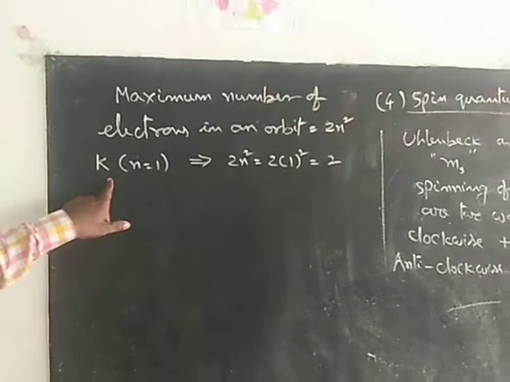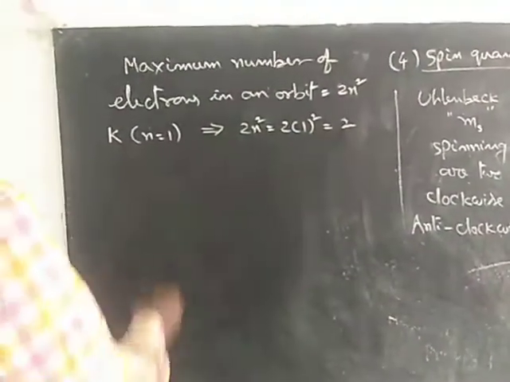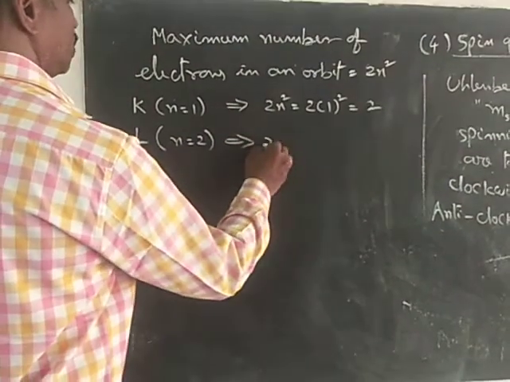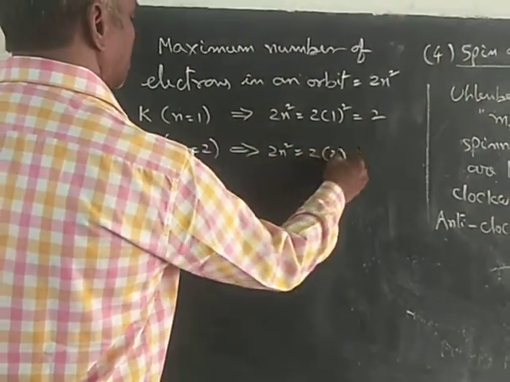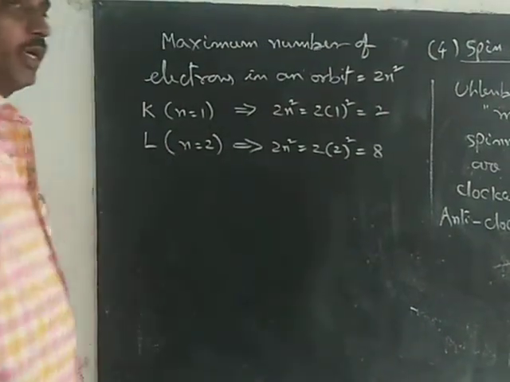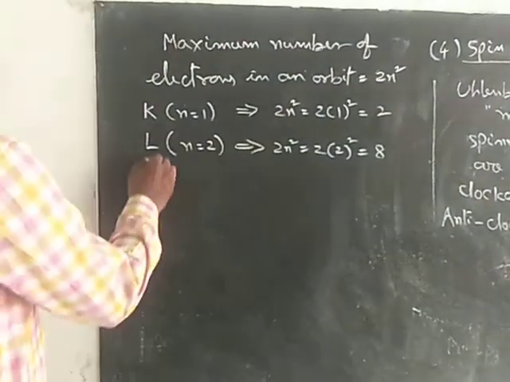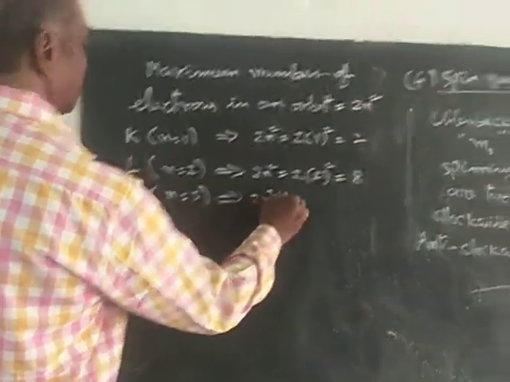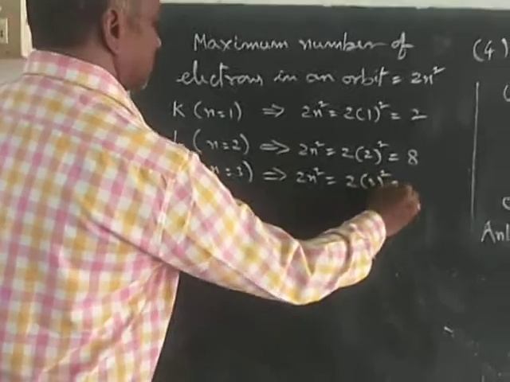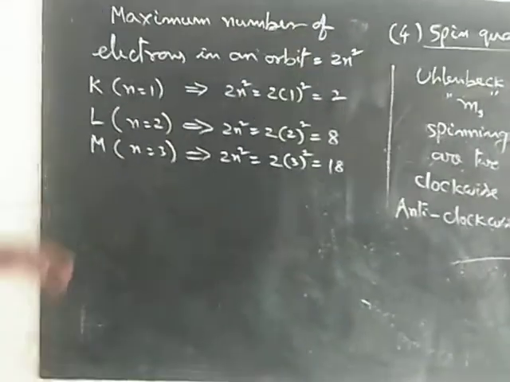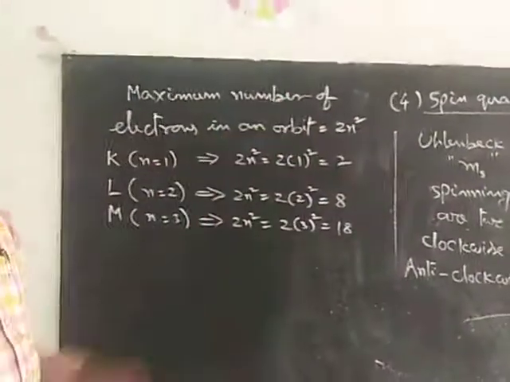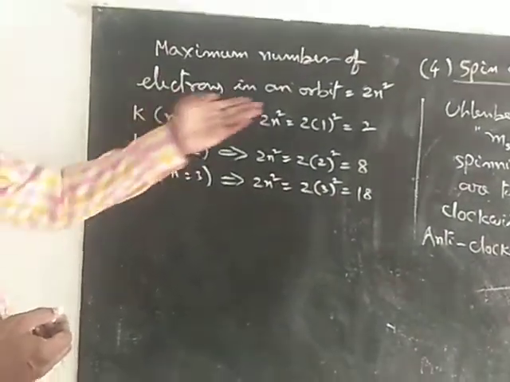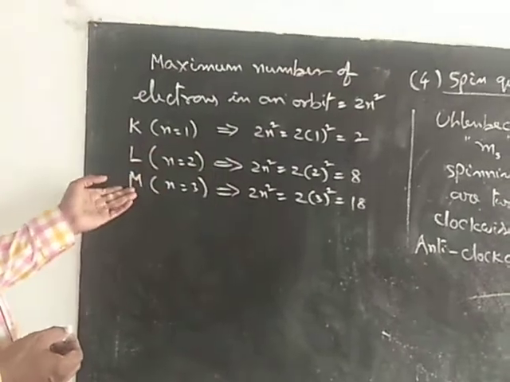In K shell, how many electrons are present? 2. L shell, that is n value 2. 2n square is equal to 2 into 2 square, that is 2 into 4, 8. 8 electrons are present. M shell, n value 3, that means 2n square is equal to 2 into 3 square, that is 18. So this is the main formula to find the maximum number of electrons in an orbit. K shell has 2 electrons, L shell 8, M shell 18, and so on.